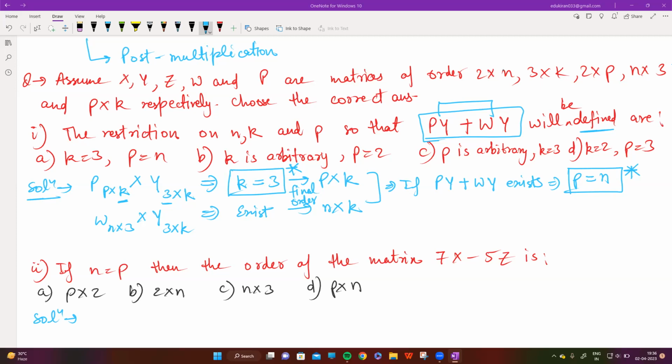Guys, what's the answer for the second part? You know the order for X and the order for Z. 7X will have the same order, 5Z will have the same order. If you are subtracting them, their order has to be the same. So tell me the final order for 7X minus 5Z.